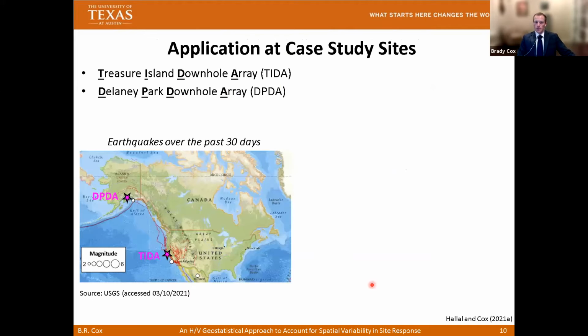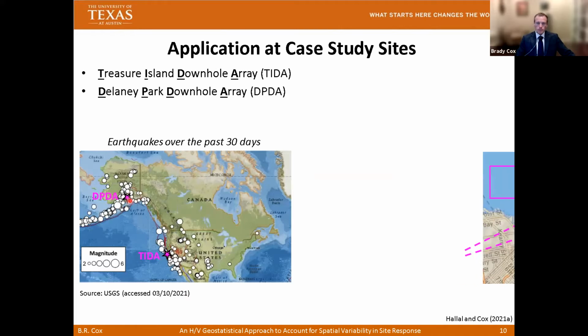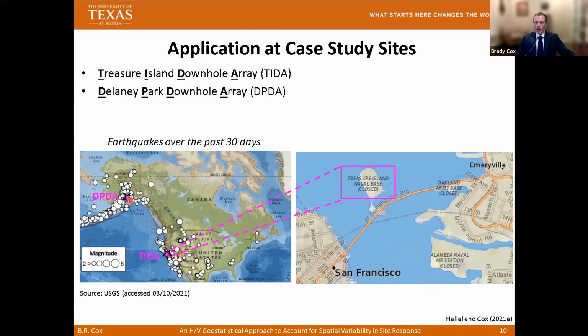So we're going to apply this method at several US borehole array sites. The first one being the Treasure Island downhole array, which is here in Northern California near San Francisco. And the second one being the Delaney Park downhole array, which is in Anchorage, Alaska. I'll focus predominantly on Treasure Island. Treasure Island is in San Francisco Bay, and it's this large island right here. It's actually a man-made island. It was created through hydraulic fill means to host the World Fair, and I believe like 1912 or something like that. It's right next to a rock outcrop called Yerba Buena Island.